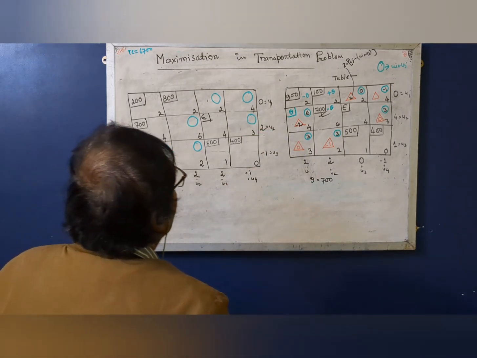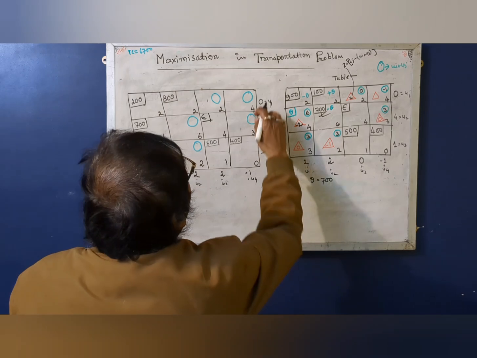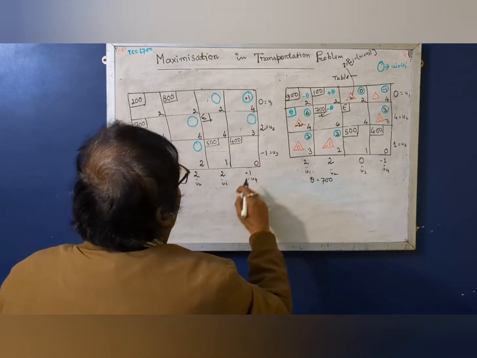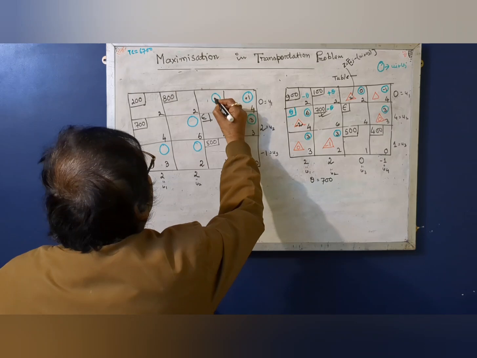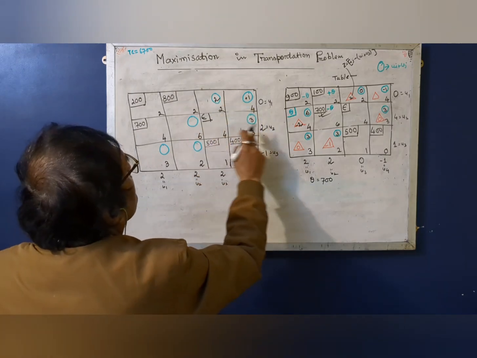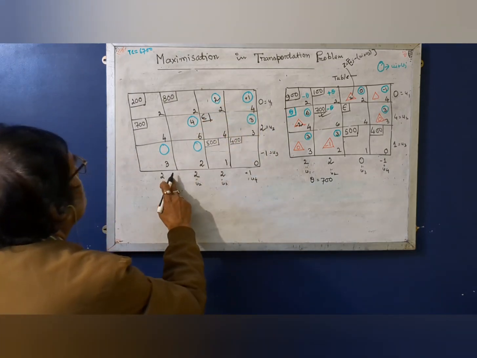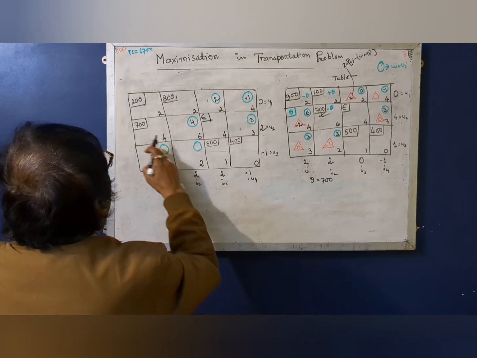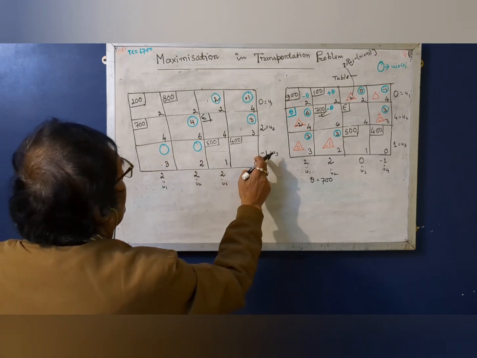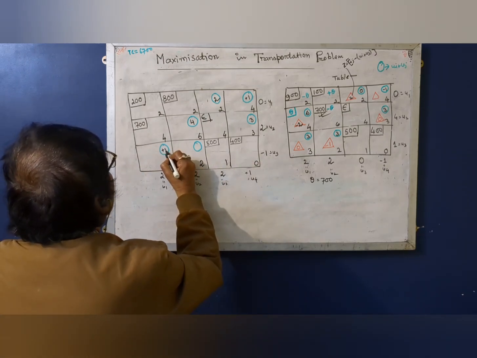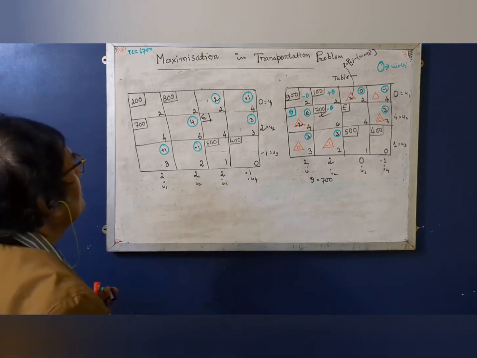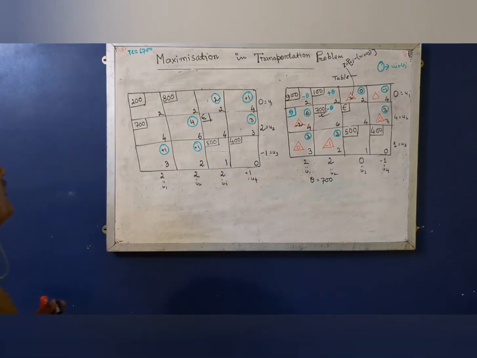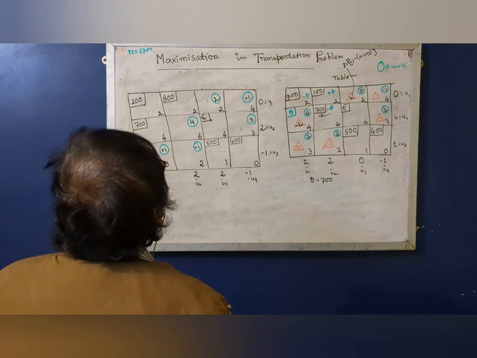Just to make the process slightly faster, I am writing 1 plus 0, this is plus 1, and this is 1 plus 2, this is 3, 2 plus 0, this is 2, and 2 plus 2, this is 4. Sorry, this is 2 plus minus 1, that is plus 1. Not basic cells for this is 2 minus 1, this is plus 1. Probably in this case we will get all the net evaluation values greater than or equal to 0.